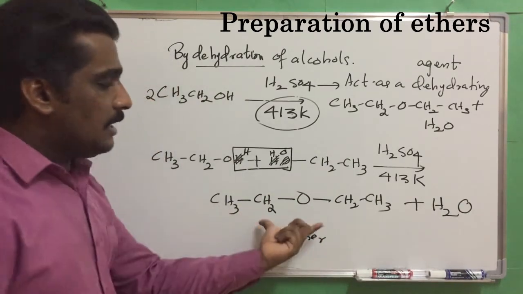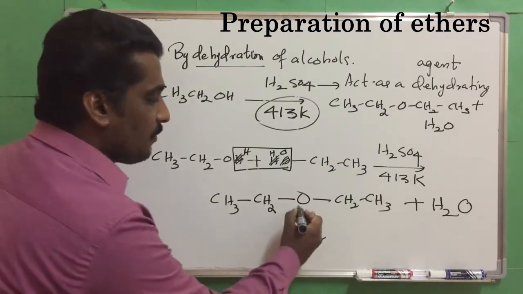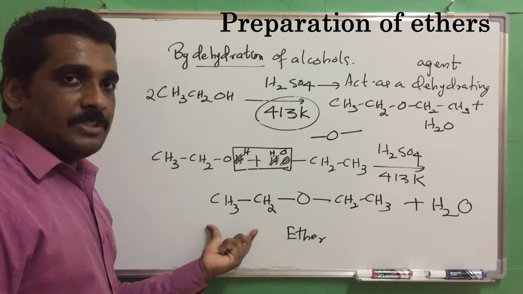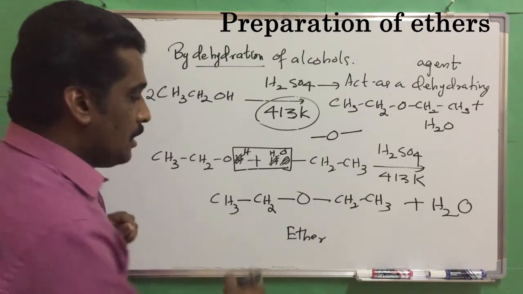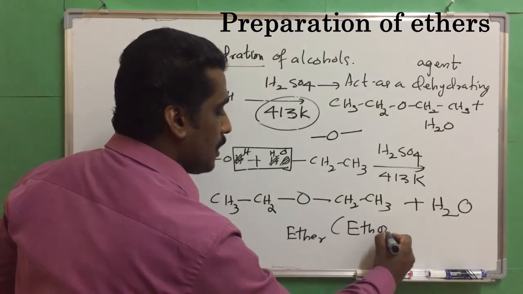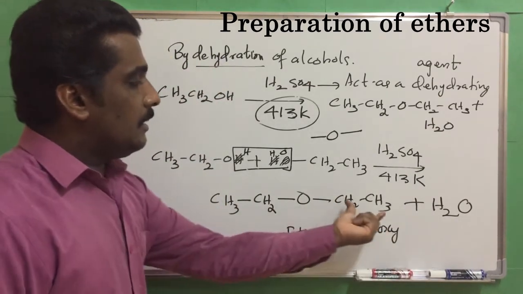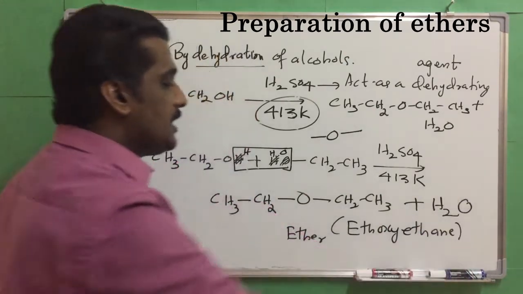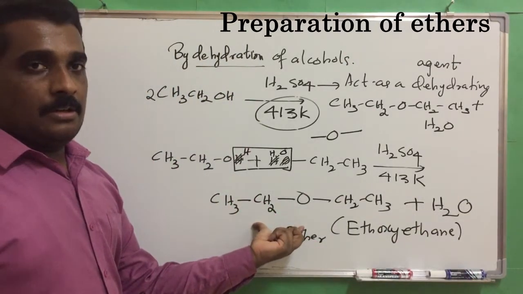Why is this compound called ether? Because here the functional group is O. What is the name of this compound? Ethoxyethane is the IUPAC name of this ether.